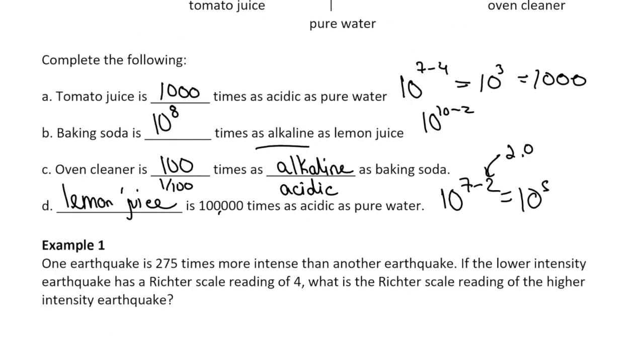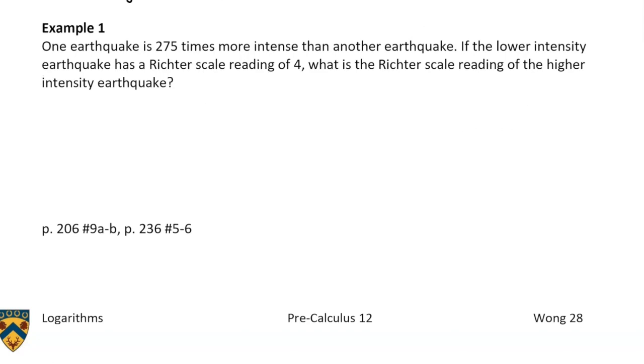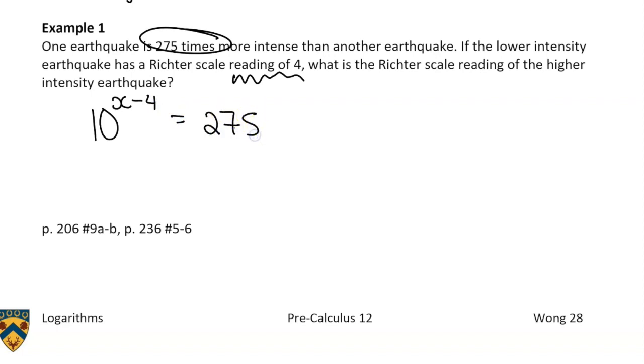Okay, one final overall example. Here's some earthquake questions right here. One earthquake is 275 times more intense than another earthquake. If the lower intensity earthquake has a Richter scale reading of 4, what was the Richter scale reading of the higher intensity earthquake? 10 to the power of something, subtract 4 equals 275.